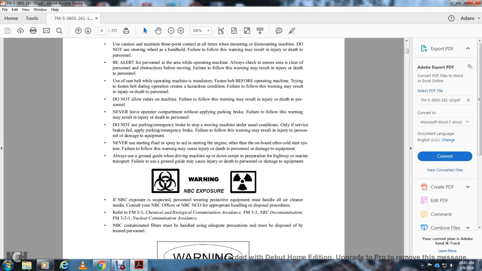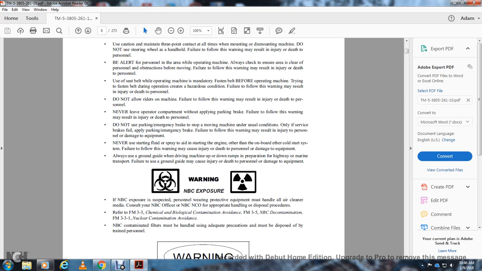Warning, NBC exposure. Nuclear, biological, chemical exposure suspected. Personal protective equipment must be worn when handling all cleaning media. Consult with the NBC officer or NBC noncommissioned officer for the appropriate handling and disposal procedure. Refer to FM 3-3 chemical and biological contamination avoidance, FM 3-5 NBC decontamination, and FM 3-3-1 nuclear contamination avoidance.